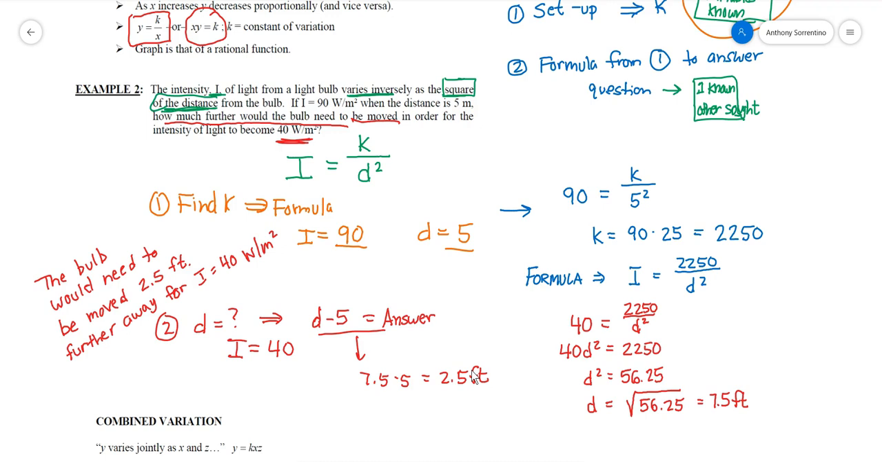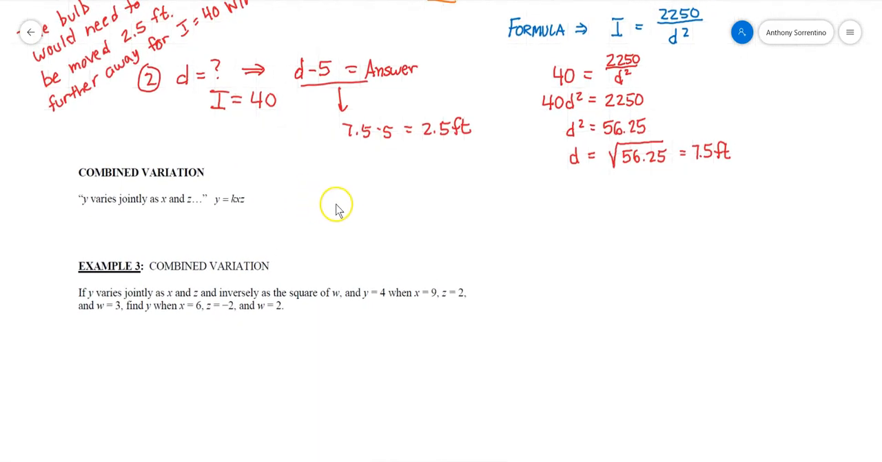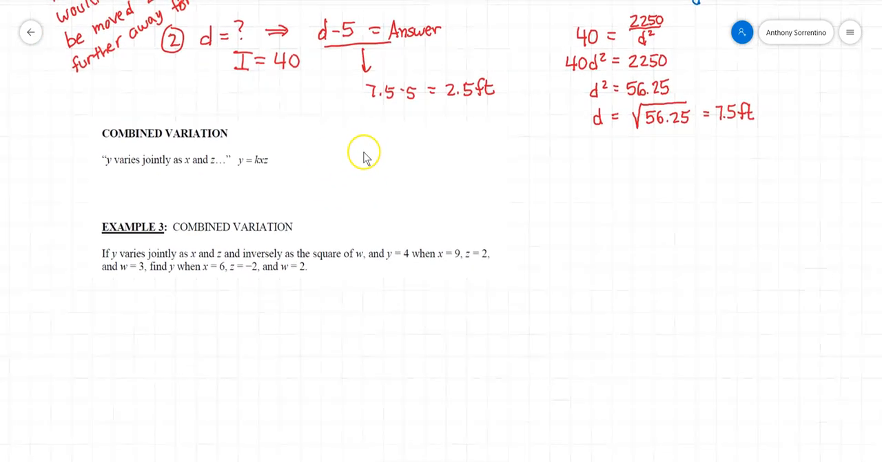And it doesn't matter how complicated they get. They might have several variables being related directly and several others being related inversely to one another. This means you have to keep track of what's going on here. And that's when we get into combined variations. With combined variations, we're putting direct and inverse variations together.